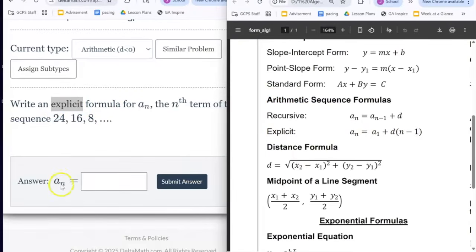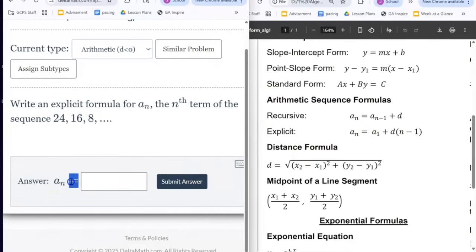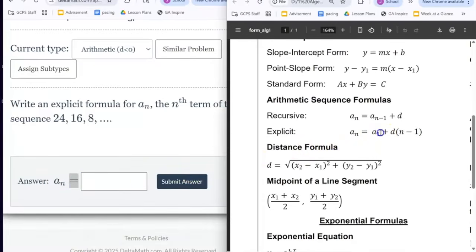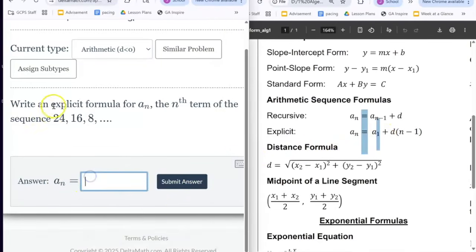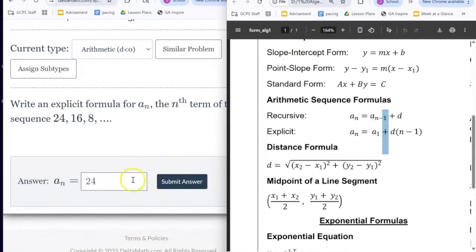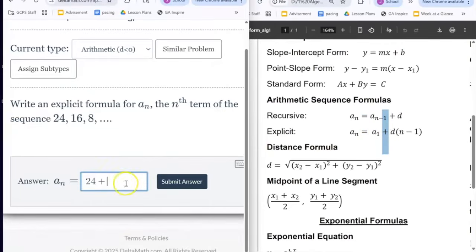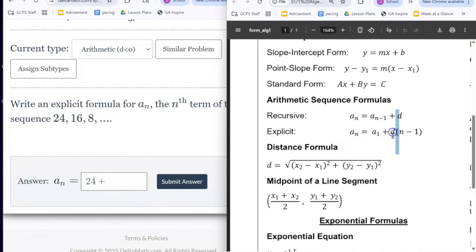So let me go through definitions. The nth term is equal to a sub 1. A sub 1 is the first term. So what is the first number that you see? 24. So I'm going to type in 24. Then it says plus. So I'm going to type in plus. Then it says d. All right, so d is the common difference.